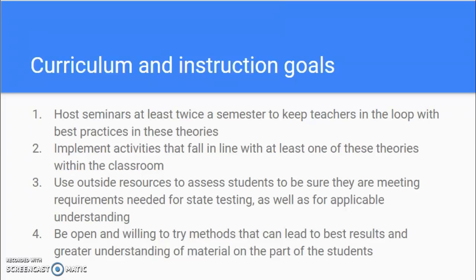This is where the school board and administration would be a big asset. It's important for us to go into the classroom and see what teachers are doing and see where our students might need a little more help. All students learn differently and all teachers teach differently. So maybe we could go in and try to find a way to meet the teachers and students in the middle. We should also be open and willing to try the methods that can lead to the best results and greater understanding of material on the part of the students. So it requires everyone from teachers to administration to the school board to be open and flexible with inviting new activities and new theories into their lessons.